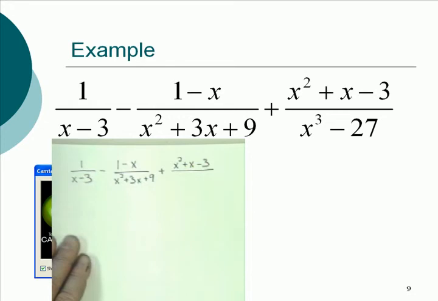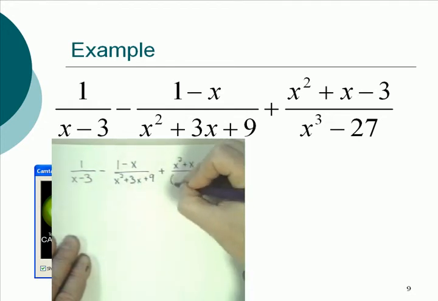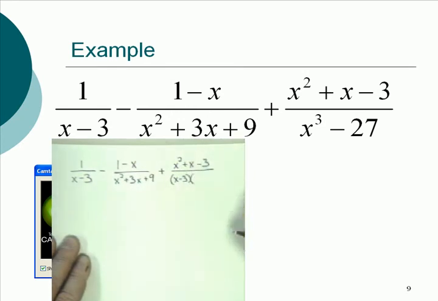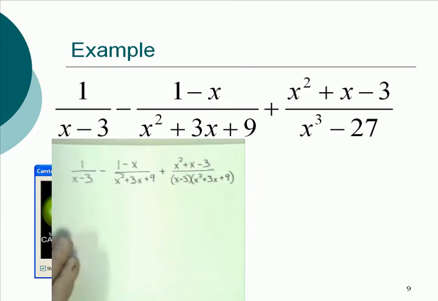Now the denominator here will factor, that's a difference of cubes, and so it will factor into x minus 3 times x squared plus 3x plus 9. If that doesn't look familiar, you may need to review sum and difference of cubes, the special case of factoring. Now we need to determine what our lowest common denominator, LCD, is.